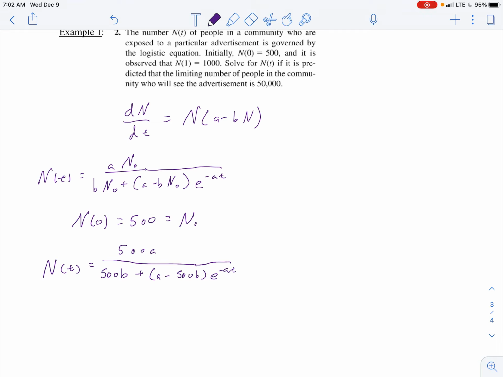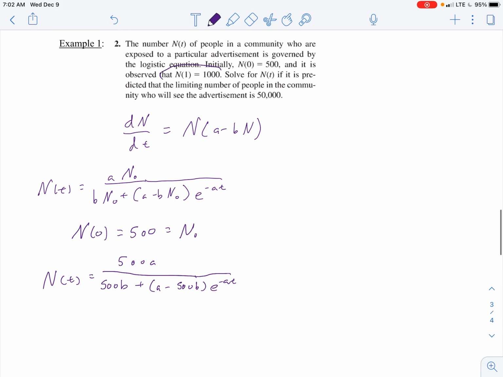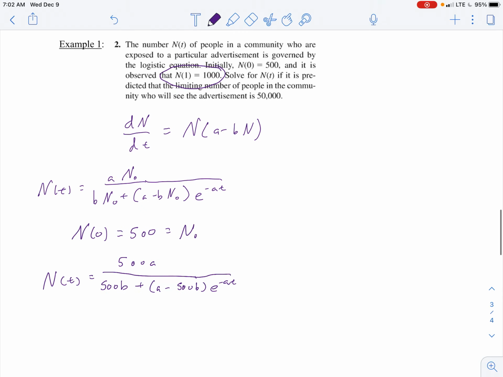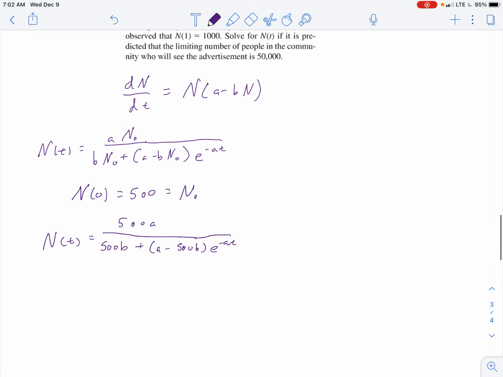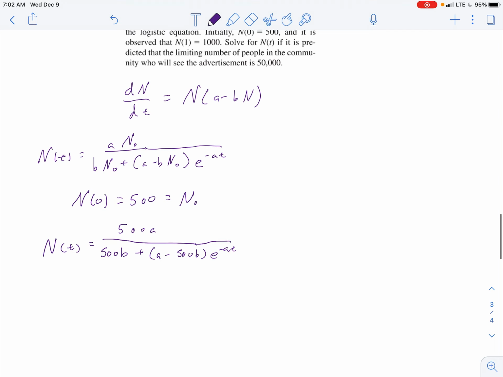Now, what we want to do is look at any of the information that we have. We have N of 1 is 1,000. That tells us that after, looks like it could be days, I'm just looking for the time units that they gave us, after 1 day or 1 hour, I'm not seeing any time units, 1,000 people have now seen the advertisement. And that's really not going to give us any information to help us solve for a or b.